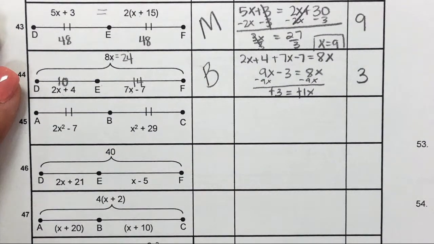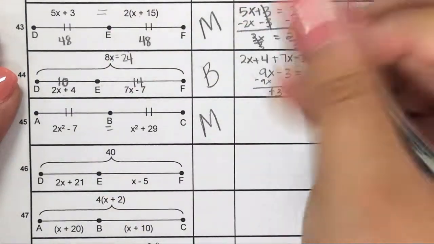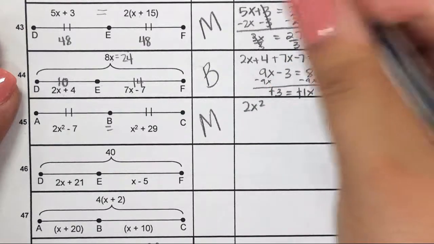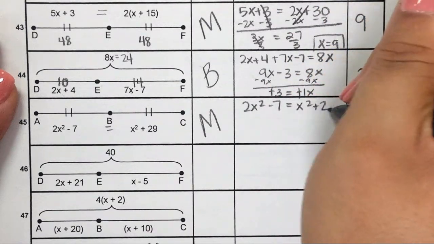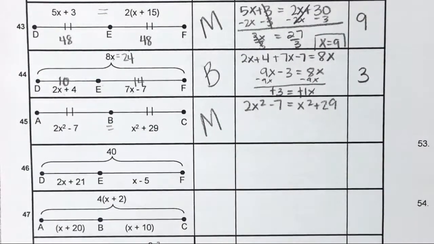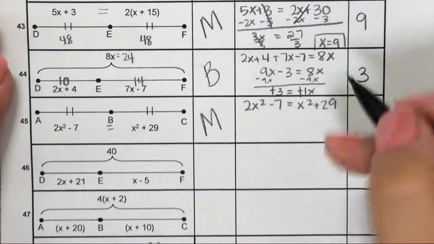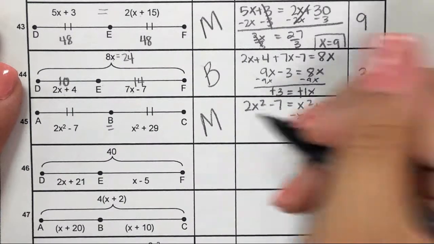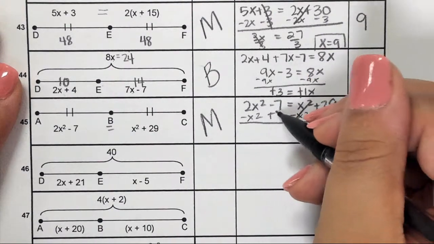This one. What do we know? It's midpoint. They're equal, so I'm going to set them equal. 2x squared minus 7 equals x squared plus 29. Normally if you get an x squared, you would make it equal 0 and solve for it. But when you only have x squared and no x's with it, we can just solve it out like this. I'm going to bring my x squareds together and my numbers together.